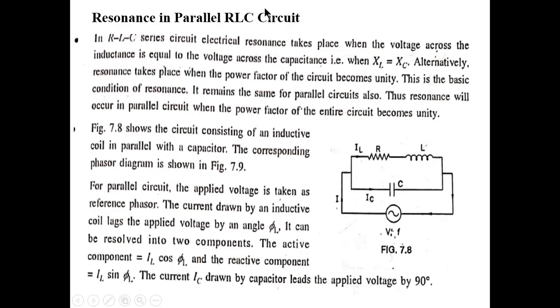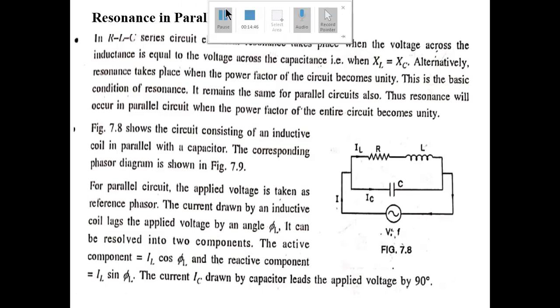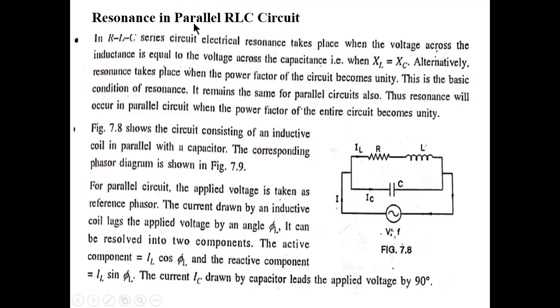Now we will do the analysis of resonance in the parallel RLC circuit. The same concept that we had in the series circuit applies to the parallel RLC circuit. In resonance of the RLC series circuit, the power factor of the entire circuit becomes unity. Same here, the power factor of the entire circuit becomes unity in the parallel RLC circuit. In the circuit diagram, usually the R, L and C, all three components, are in parallel, that is, connected across the supply voltage.